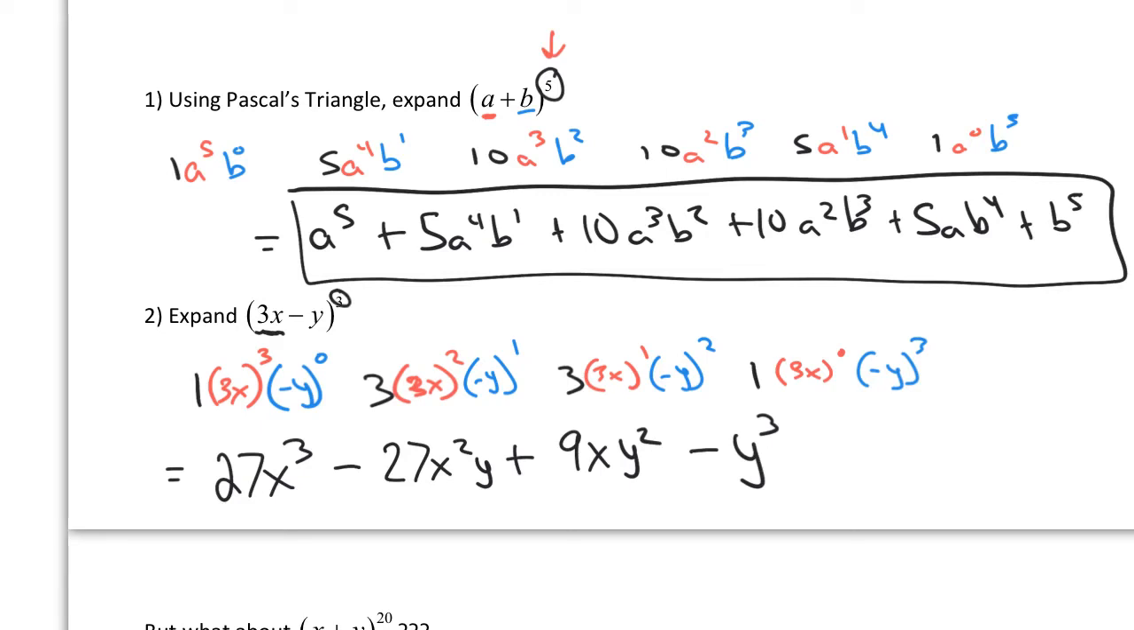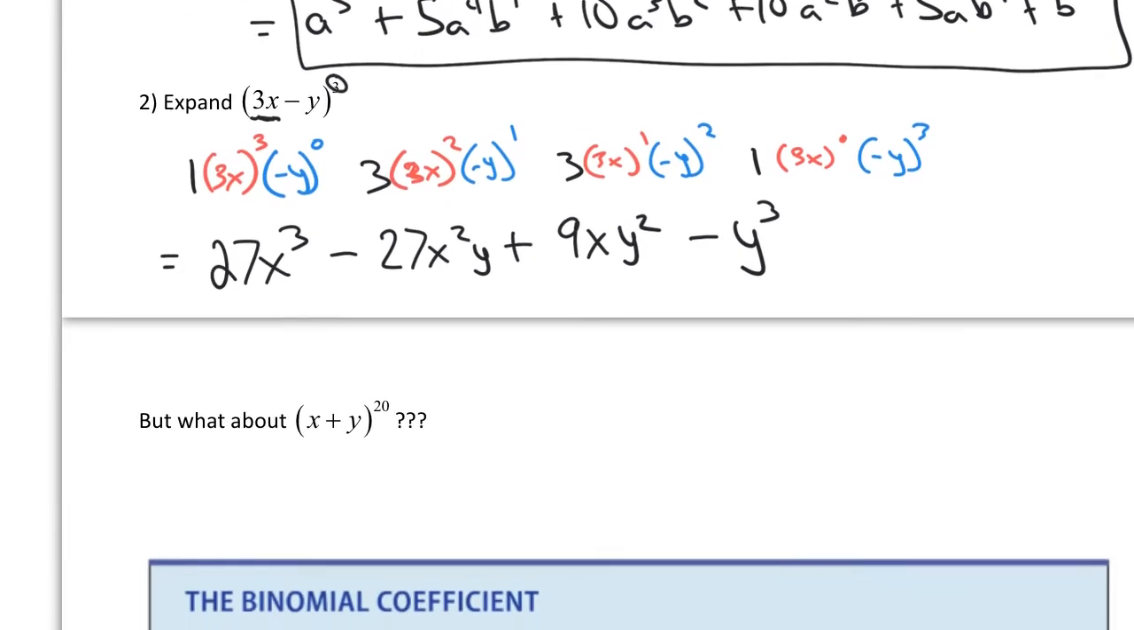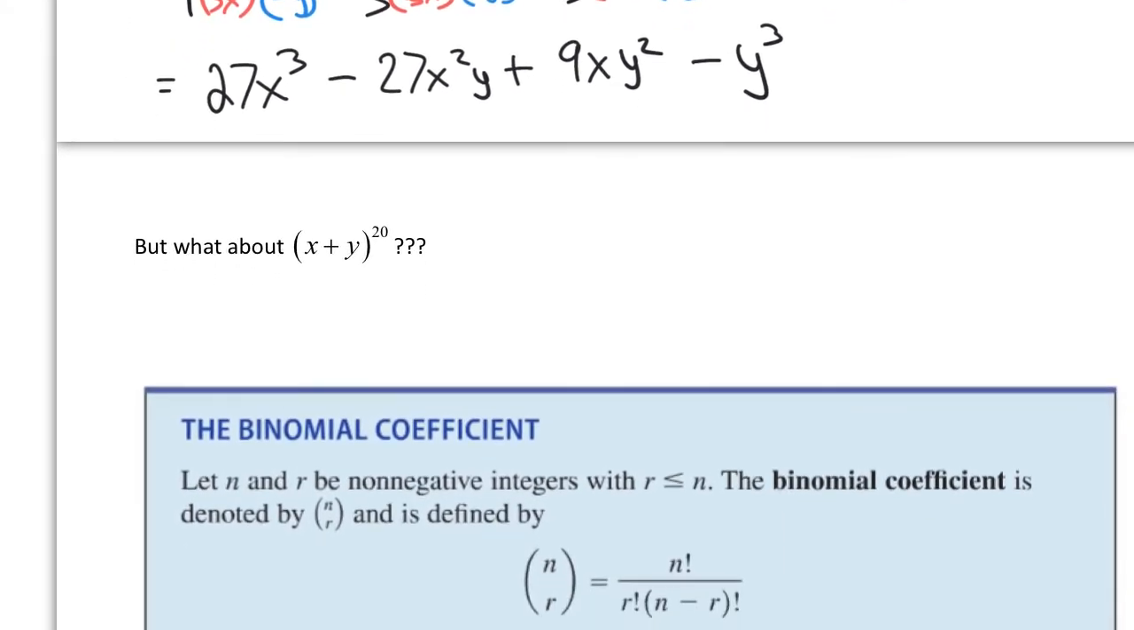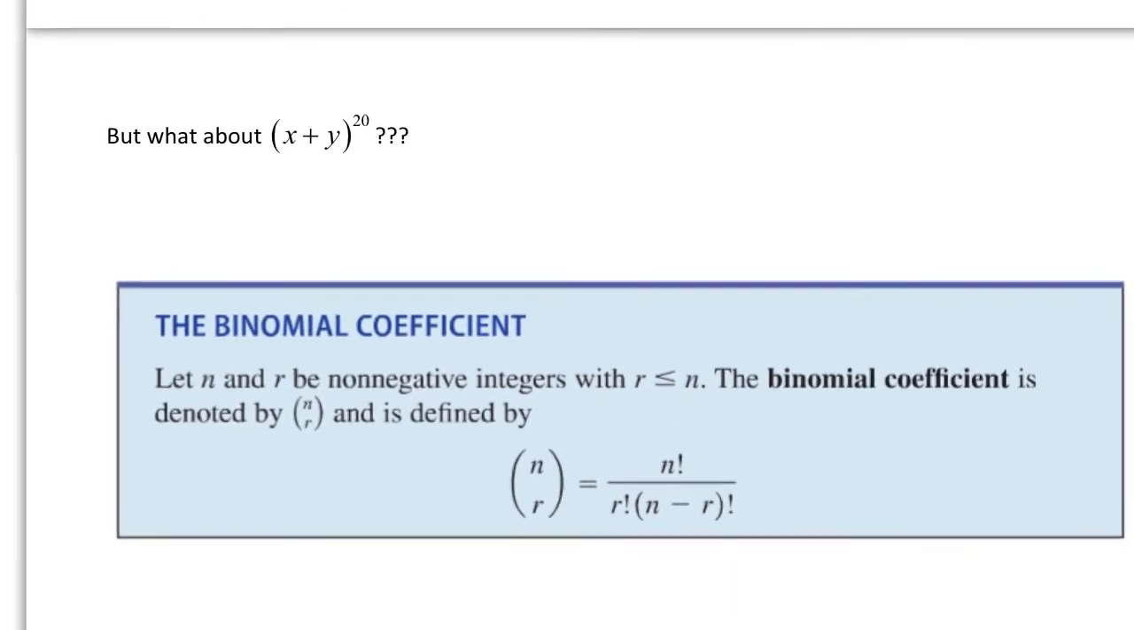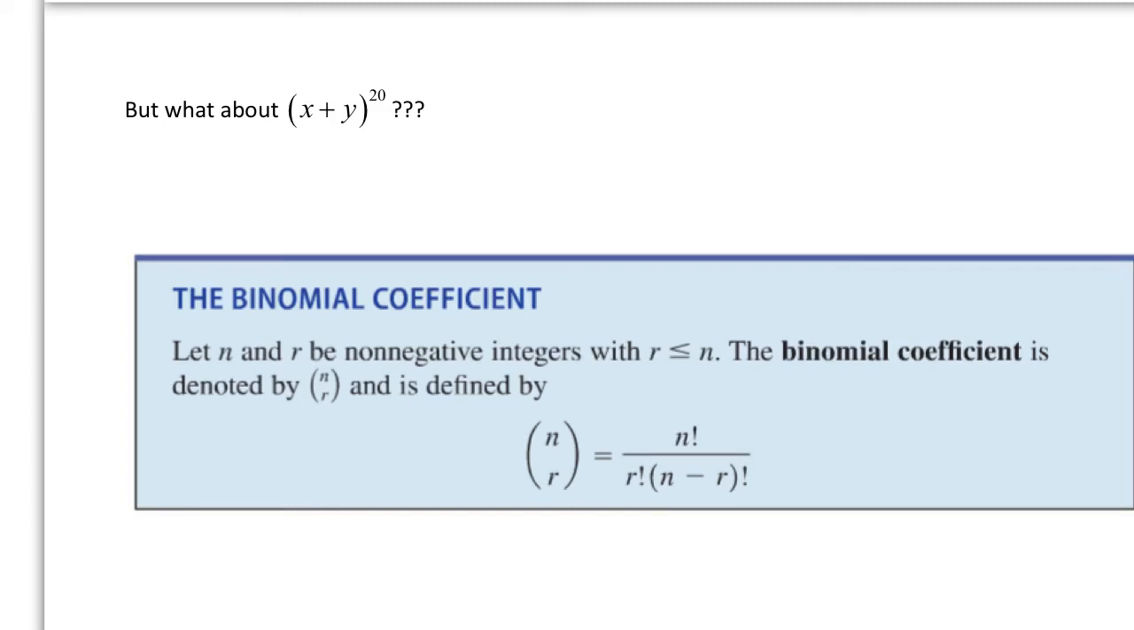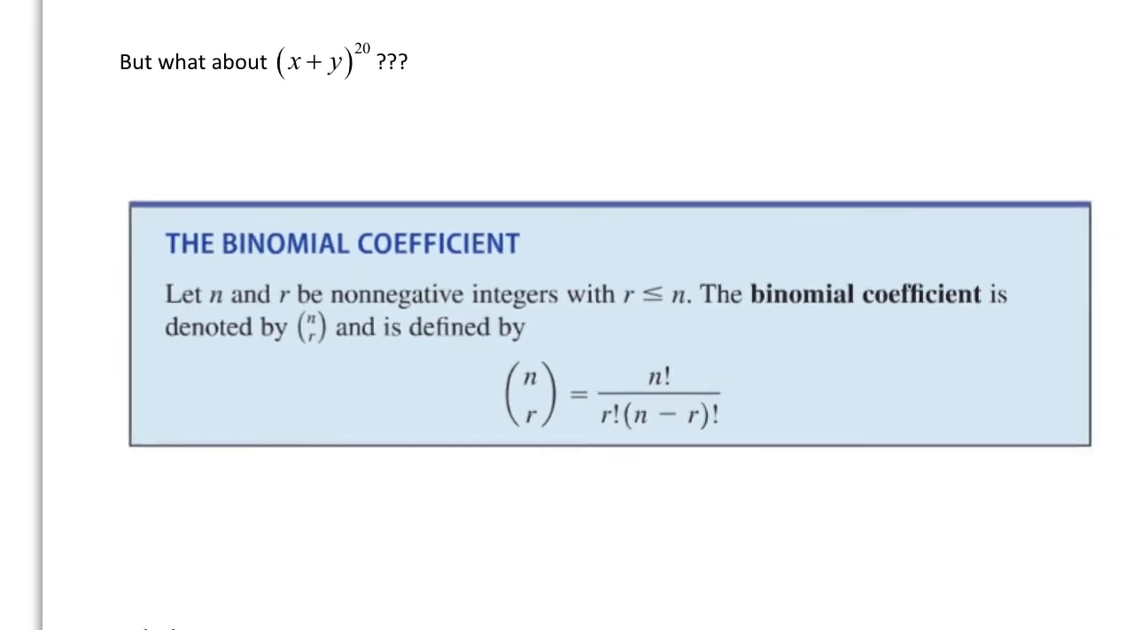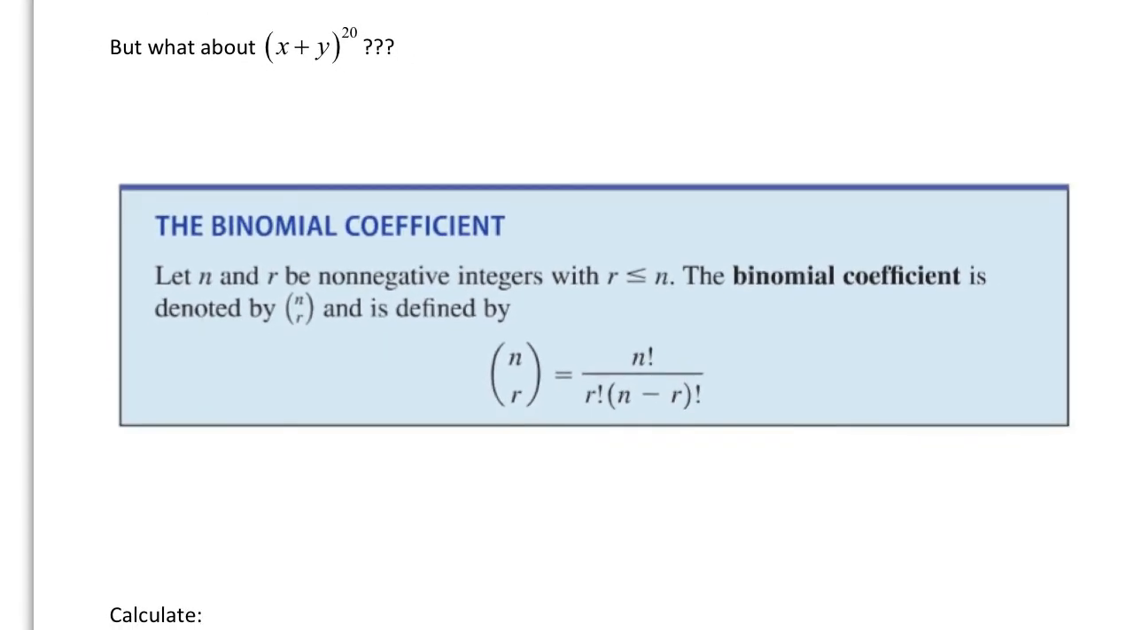So Pascal's triangle is a great way to do these quickly, but what happens if we have something to a much higher power where we don't want to write 20 rows of Pascal's triangle? Some of you may take that as a challenge, but we don't want to do that. So we have something that helps us out with this called the binomial coefficient.